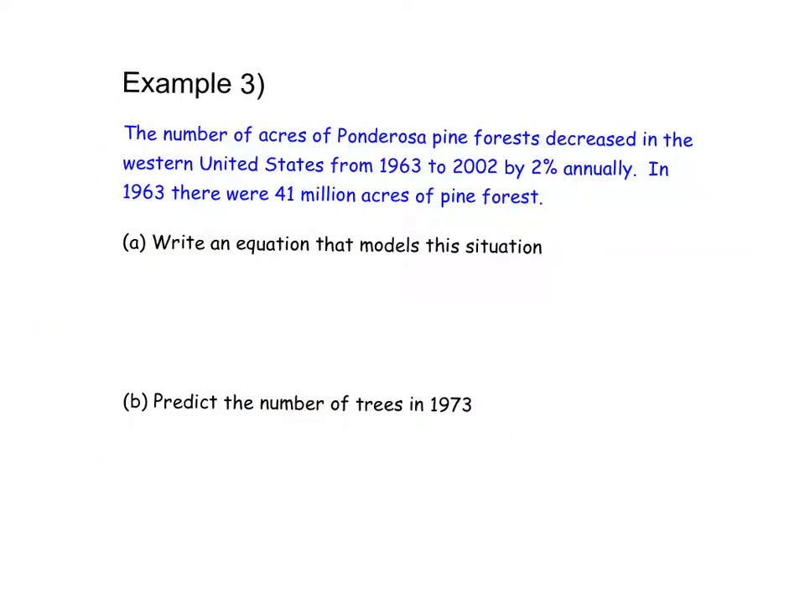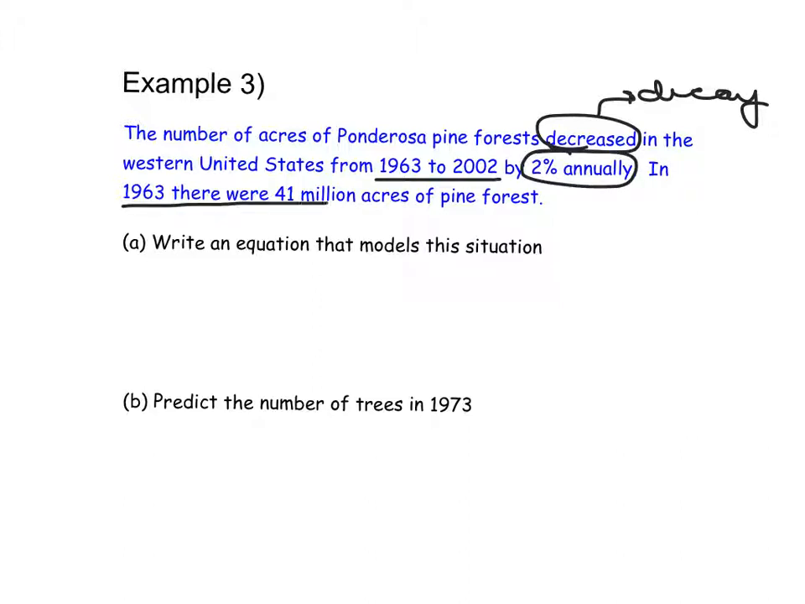In example 3, we're going to encounter our first situation where we actually have a rate of decay. So if we read through here, it says the number of acres of ponderosa pine forest decreased. So that's telling us that we are decaying. Decreased in the western United States from 1963 to 2002 by 2% annually. In 1963, there were 41 million acres of pine forest. So we have to start by writing an equation that models this situation.